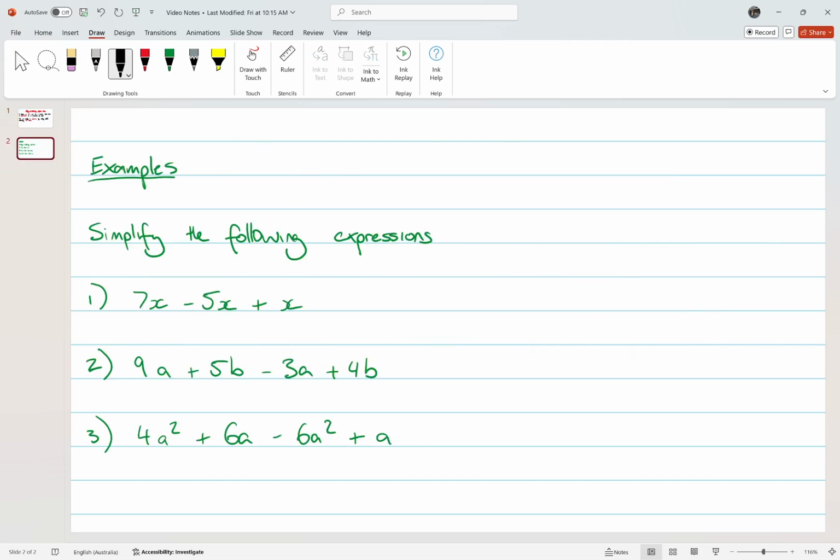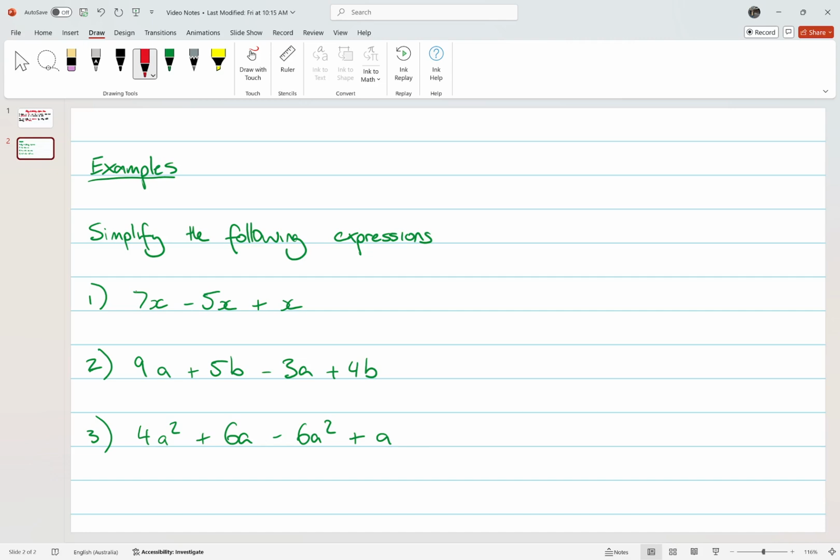So, a few quick examples. Here we want to simplify the following expressions. What we mean by simplify is to write it in a shorter way. This first example, we have 7x minus 5x plus x. So we have three terms here, and they all have x, so they are all like terms.